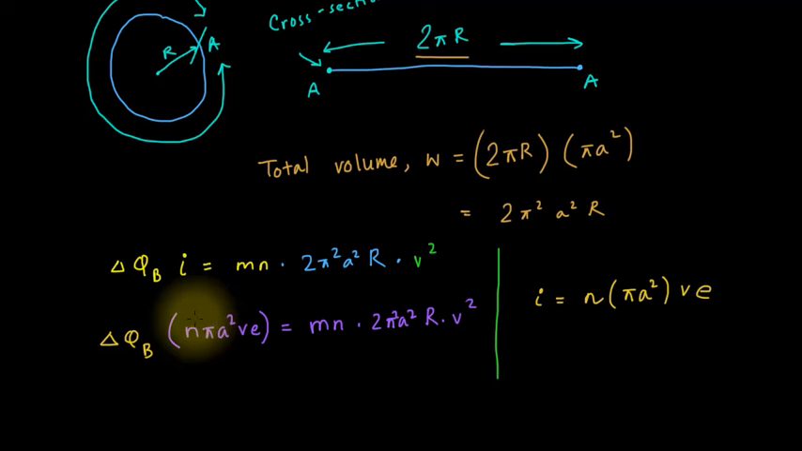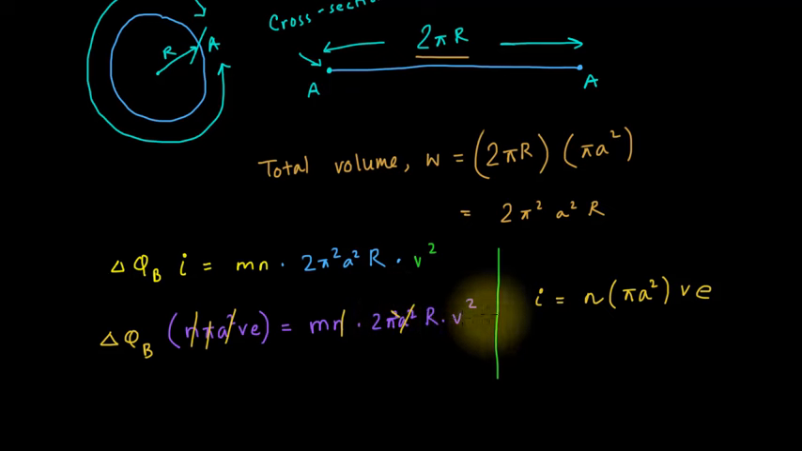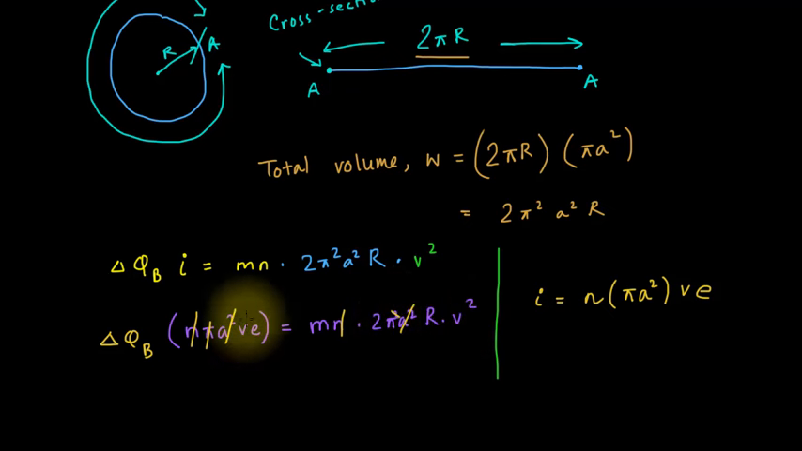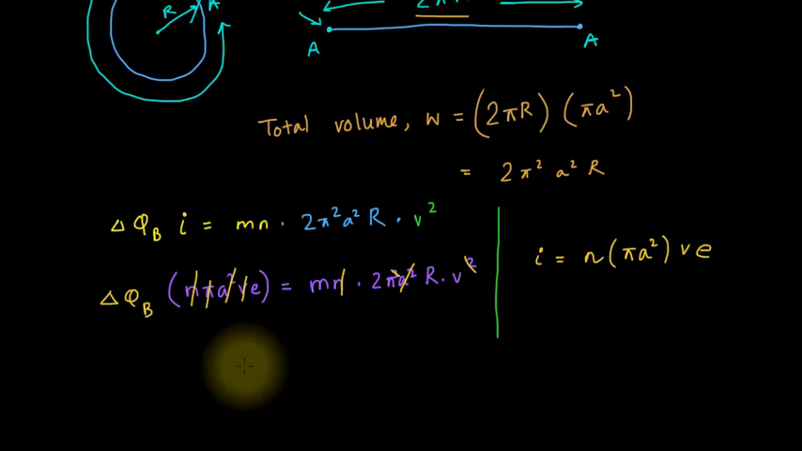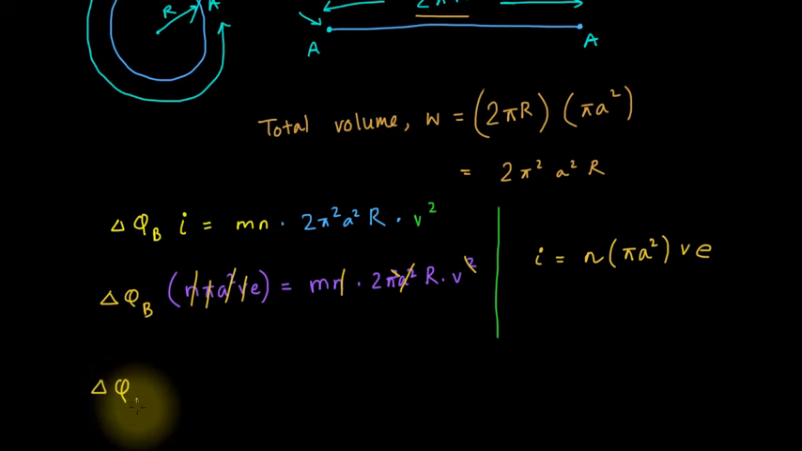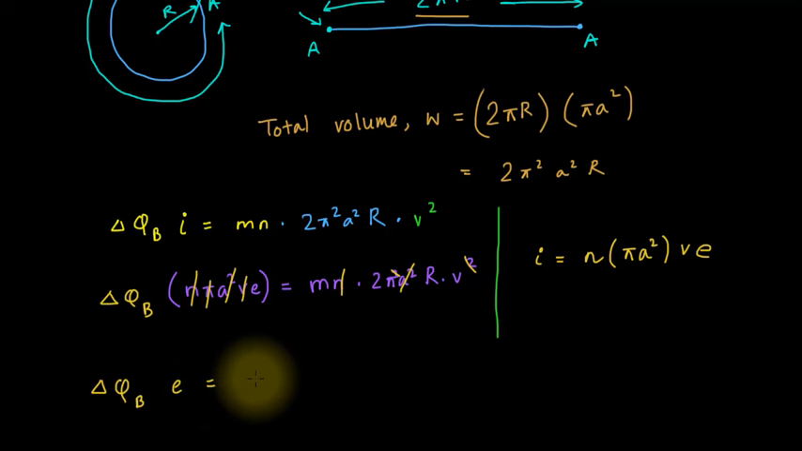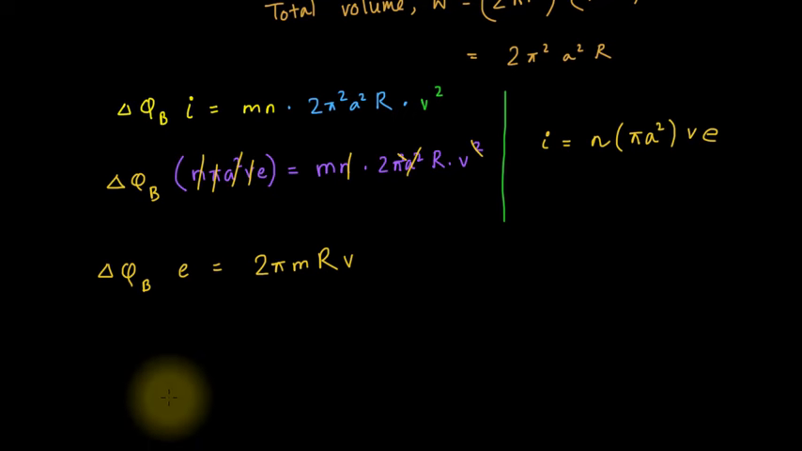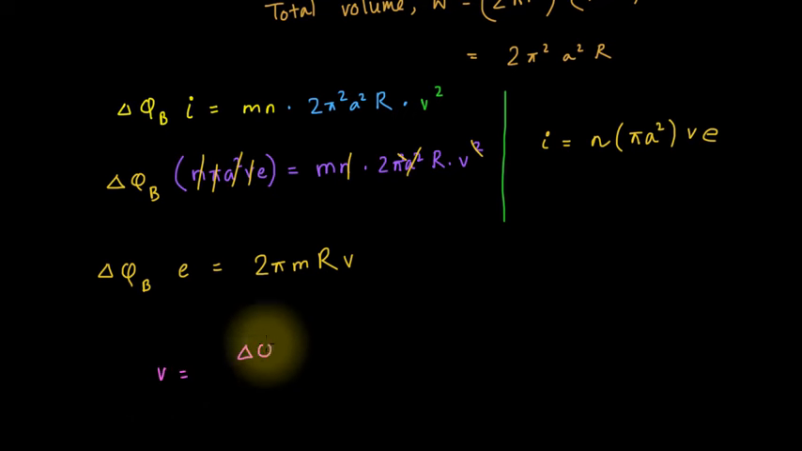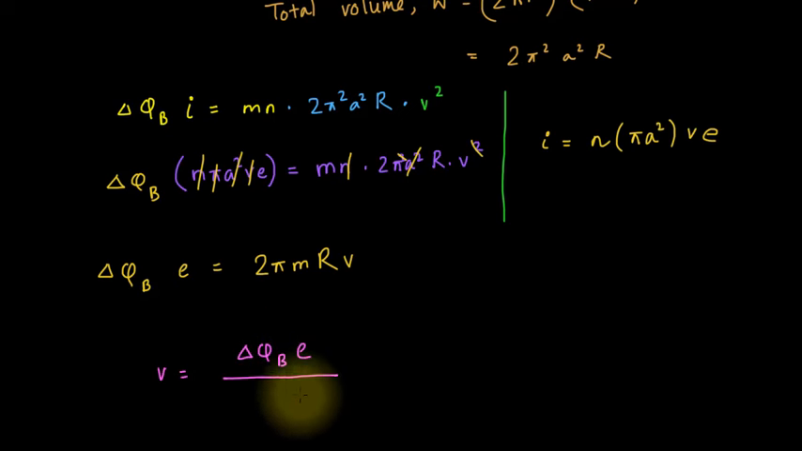Now n is cancelled, a squared is cancelled. We can divide both sides by pi also, and also dividing both sides by v. So finally we have delta phi b into e is equal to twice pi m r into v. So we have v is equal to delta phi b e divided by twice pi m r.